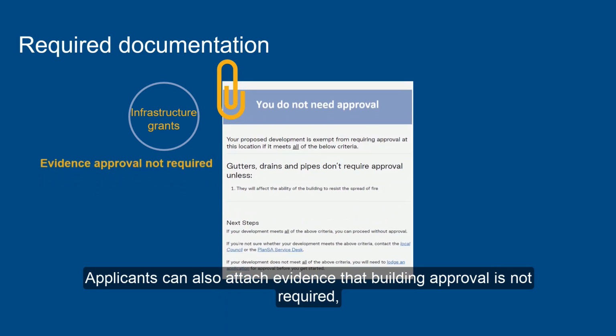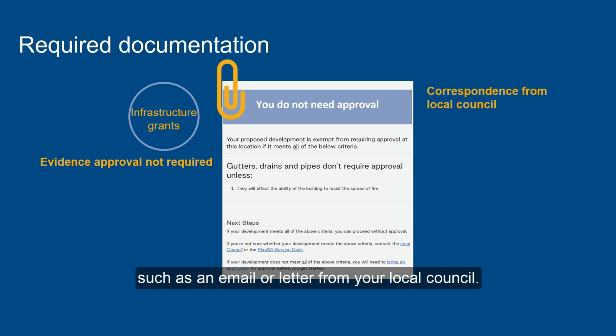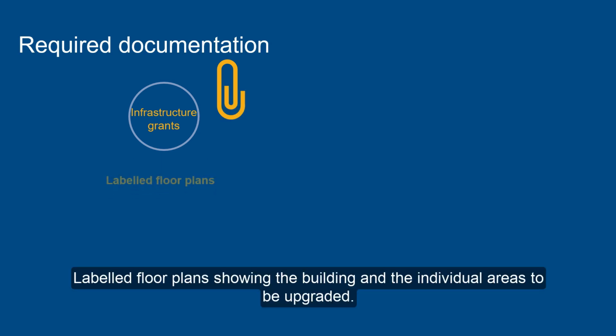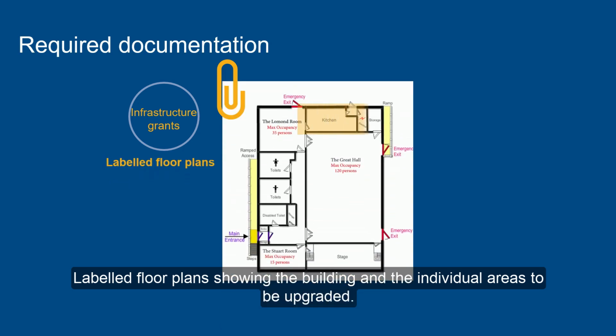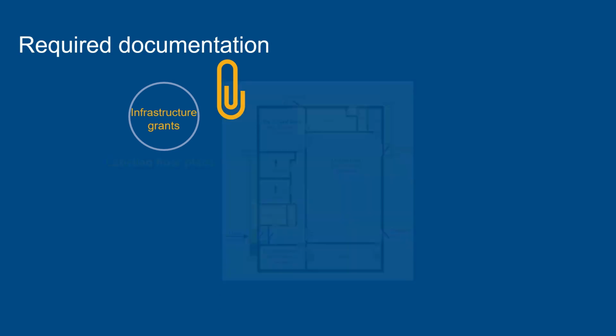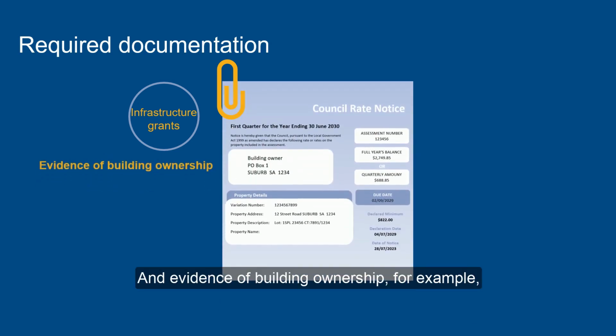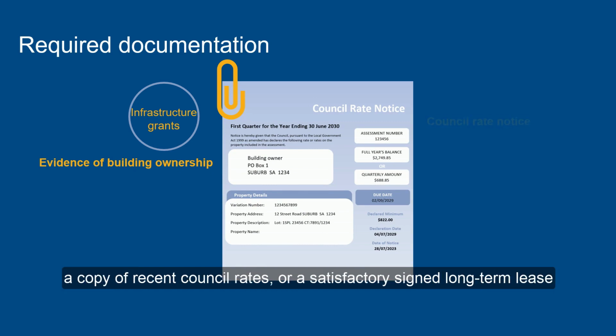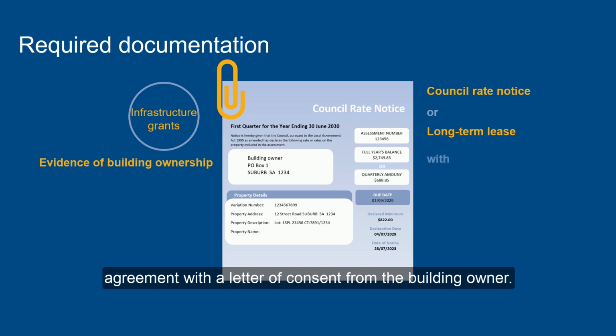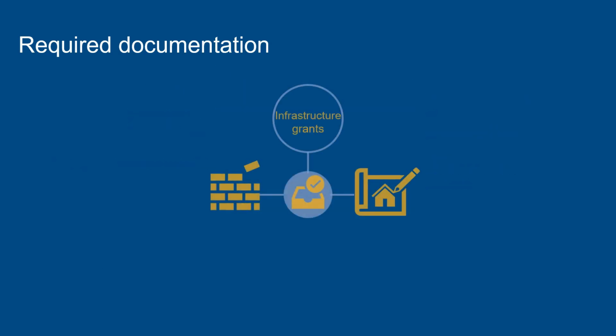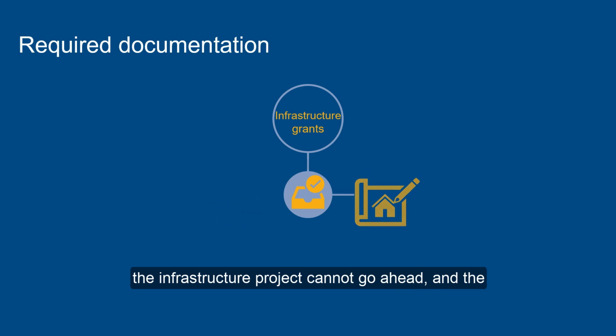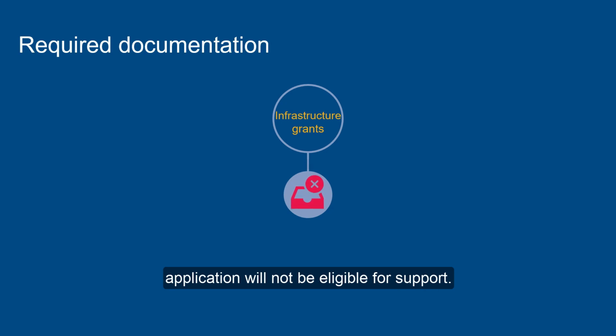Applicants can also attach evidence that building approval is not required, such as an email or letter from your local council. Labeled floor plans showing the building and the individual areas to be upgraded. And evidence of building ownership, for example, a copy of recent council rates or a satisfactory signed long-term lease agreement with a letter of consent from the building owner. Without these documents, the infrastructure project cannot go ahead, and the application will not be eligible for support.